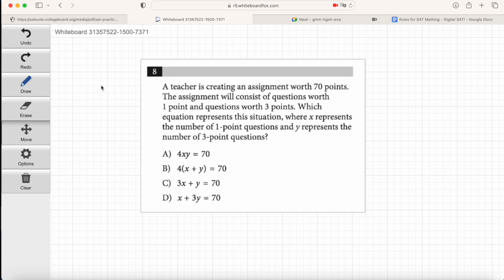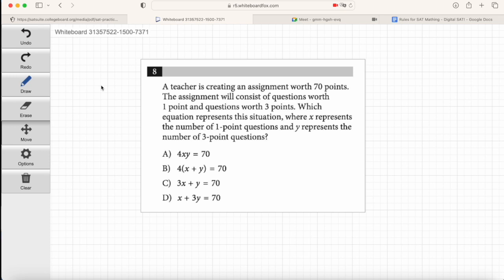A teacher is creating an assignment worth 70 points. The assignment will consist of questions worth 1 point and questions worth 3 points. Which equation represents this situation where x represents the number of 1-point questions and y represents the number of 3-point questions? Ooh, what are we solving for here, Tanner? We are solving for an equation representing the number of 1-point and 3-point questions using x and y. Yep, exactly. Do you think you know how to structure this equation? Yeah. Okay. How would we do it?